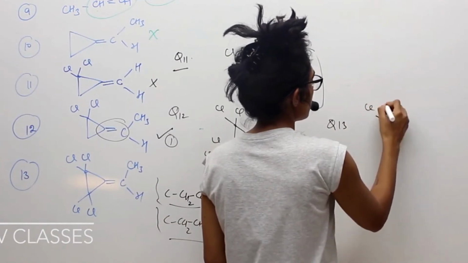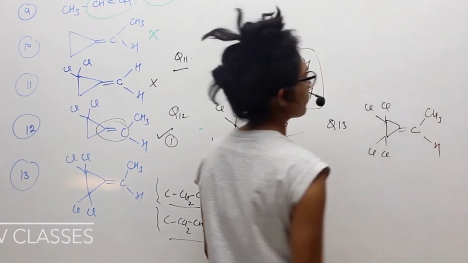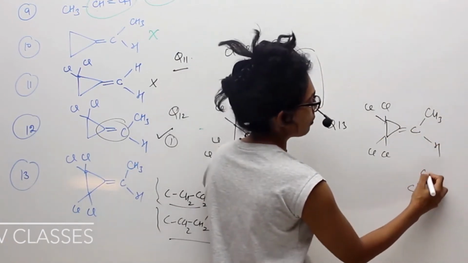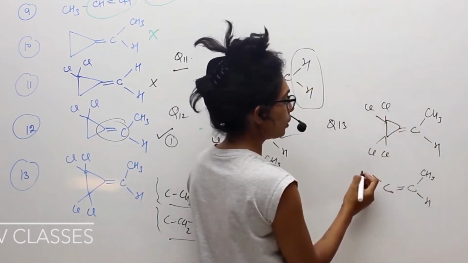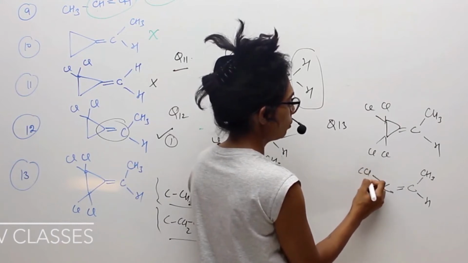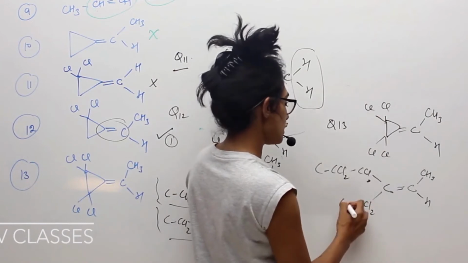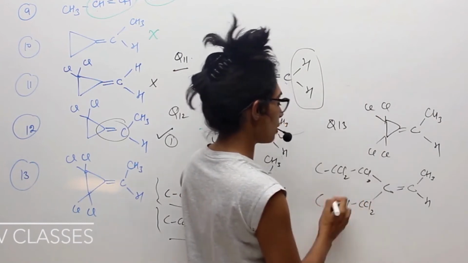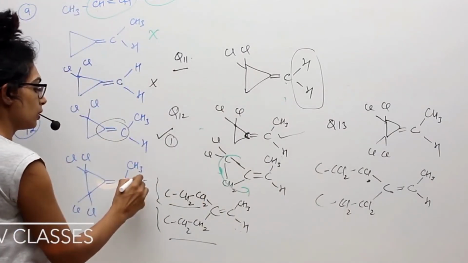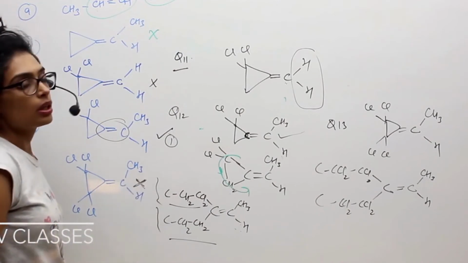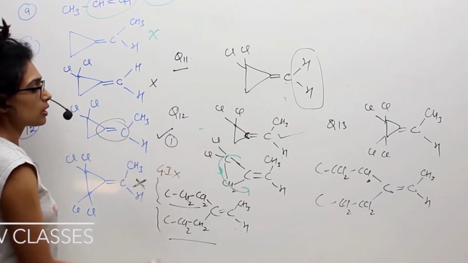What I have? Cl, Cl, Cl, Cl, double bond C, CH3 and hydrogen. Again, if I open it, it will be CH3, hydrogen over here, double bond C. I'll go anti-clockwise, so it will be CCl2, CCl2 and carbon. From this side, again CCl2, CCl2 and carbon. These two chains are exactly the same, hence this will not show geometrical isomerism, no GI, and no stereo center also.